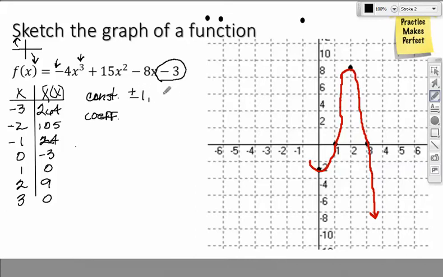So my factors for 3 are plus or minus 1, plus or minus 3. My factors for 4 are plus or minus 1, plus or minus 2, plus or minus 4. And then the other ones that I can come up with are, I can do 1 over 1, which is 1, so I'm not going to do that, and 1 over 2, and I can do 1 over 4, and then I can do 3 over 2, and I can do 3 over 4.